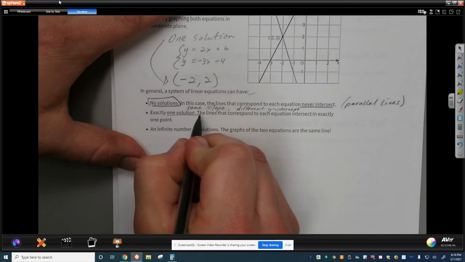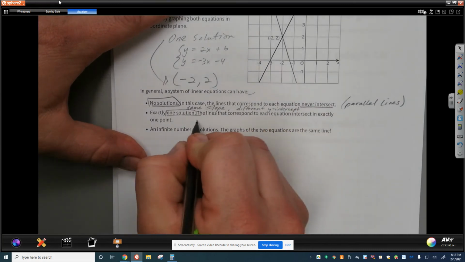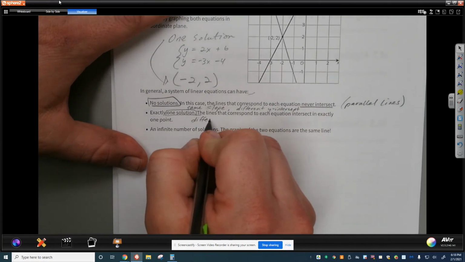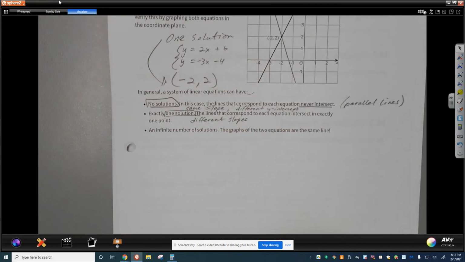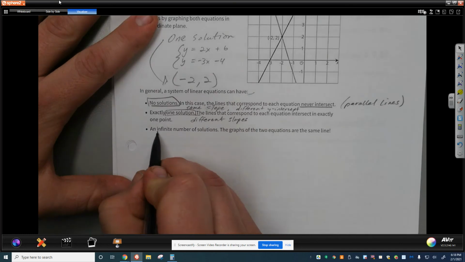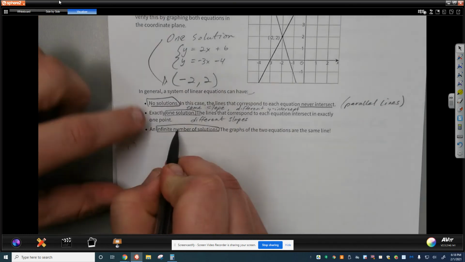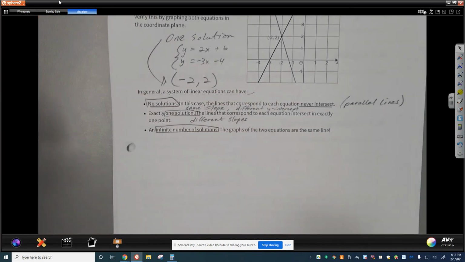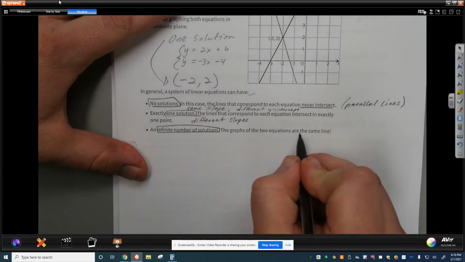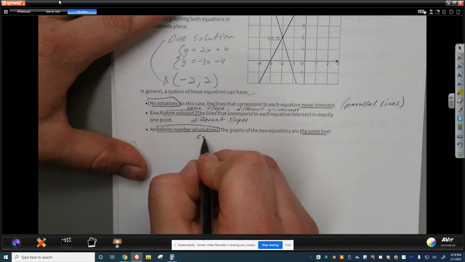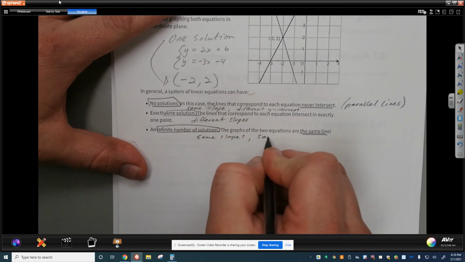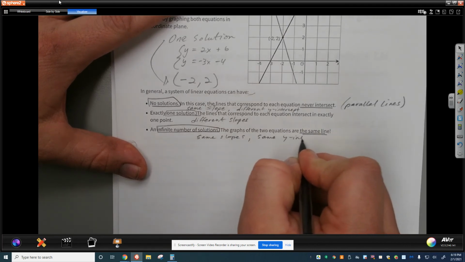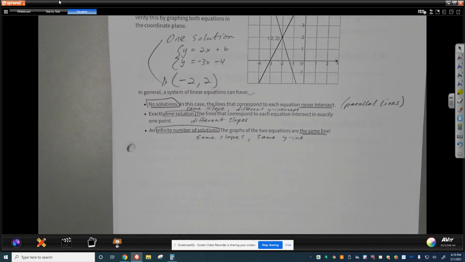Exactly one solution would be this, just simply different slopes or different variable terms. And then an infinite number of solutions. I'm sorry, we didn't see infinite number of solutions and no solutions yet. Infinite number of solutions are actually this. They are the same line. They have the same slope, same y-intercept, meaning they're the exact same lines.